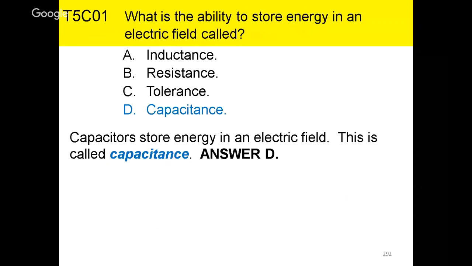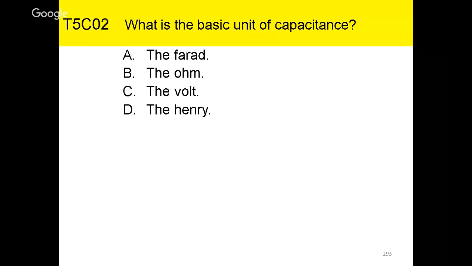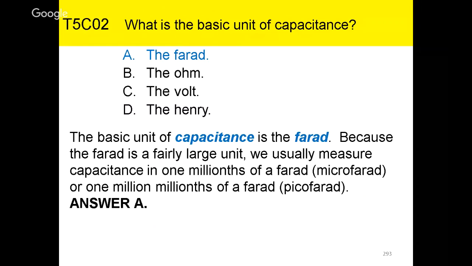There is a difference between inductance and capacitance, by the way. And once we understand that, the basic unit of capacitance is the farad. Now, again, the farad is kind of a large value, and it is usually measured in micro or picofarads. Like the inductance is measured in henries, capacitance is measured in farads.